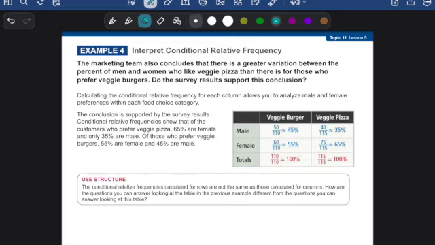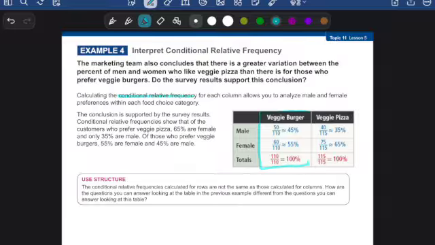Example 4. The marketing team also concludes that there is a greater variation between the percentage of men and women who like veggie pizza than there is for those who prefer veggie burgers. So we're comparing men and women who like veggie burgers and men and women who like the veggie pizza, and we're looking for differences in those percentages. Calculating the conditional relative frequency, again, we're looking at just a total from a row or a column. We're going to look at just those who want veggie burgers first.